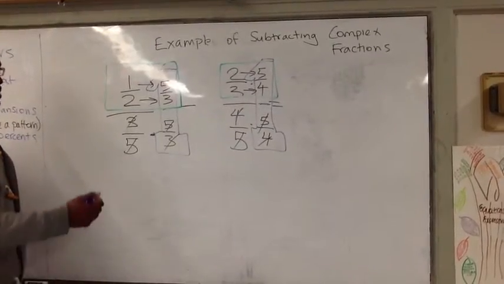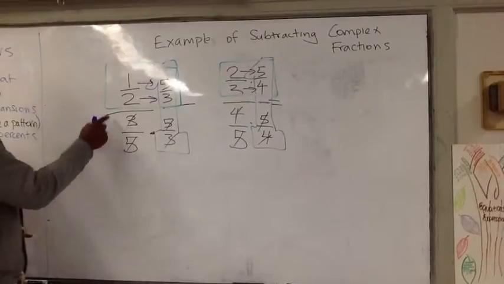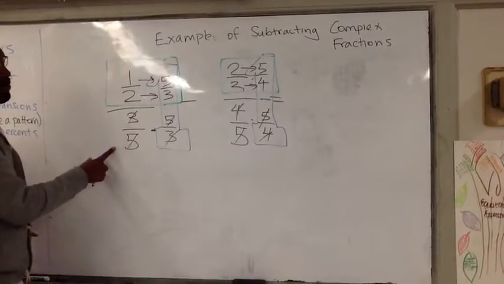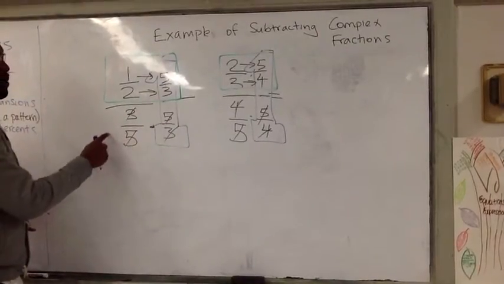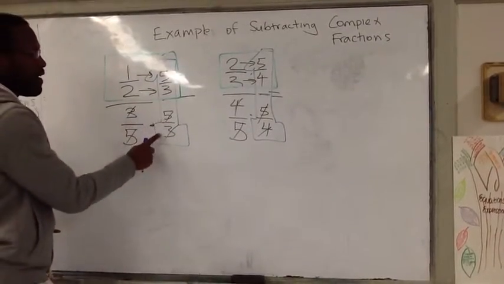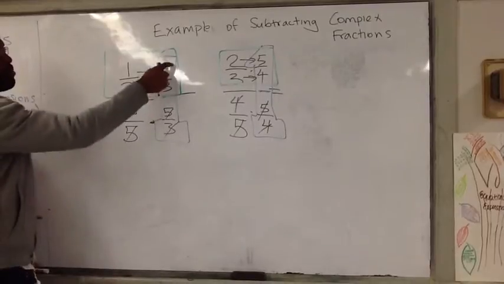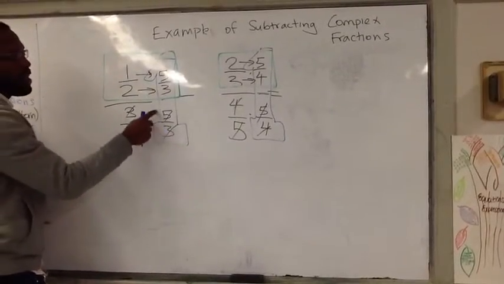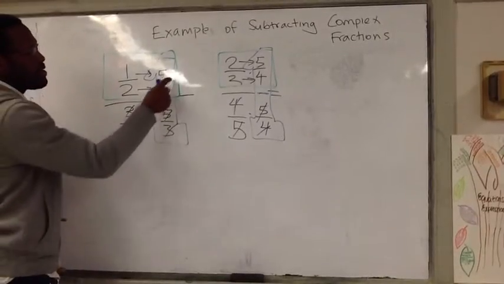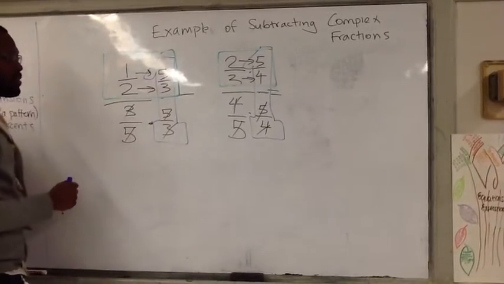The first part was to simplify the first complex fraction, 1/2 divided by 3/5. To do that, they needed to get rid of the denominator by multiplying 3/5 by 5/3. And in order to balance this so that they did not change the value when they multiplied the denominator by 5/3, they needed to also multiply the numerator by 5/3.